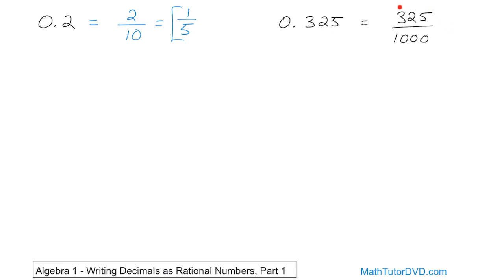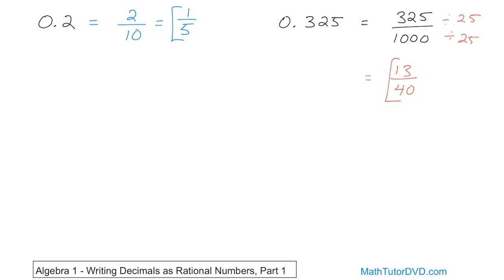So this is the answer, but you can simplify that by dividing the top by 25 and the bottom by 25. When you divide the top by 25, you'll get 13. When you divide the bottom by 25, you'll get 40. So the answer is 13 divided by 40, or 13/40ths. That's what you would write down.